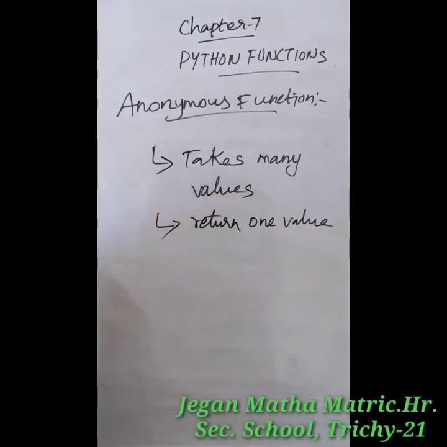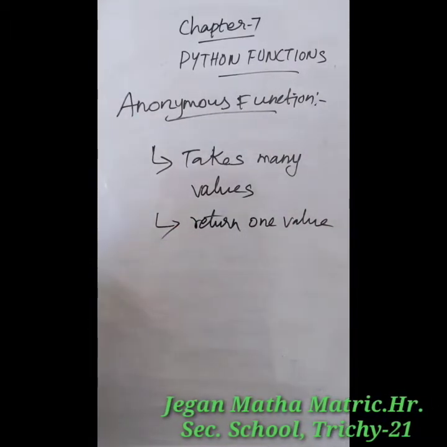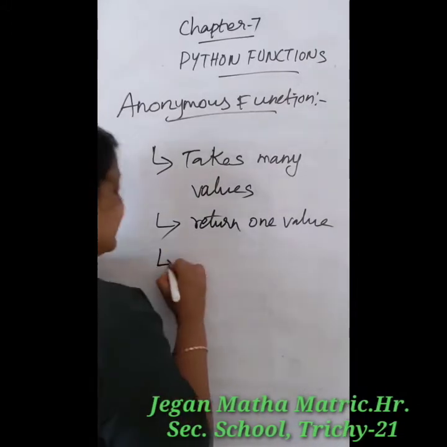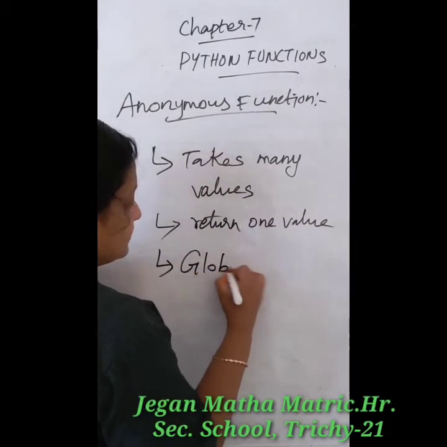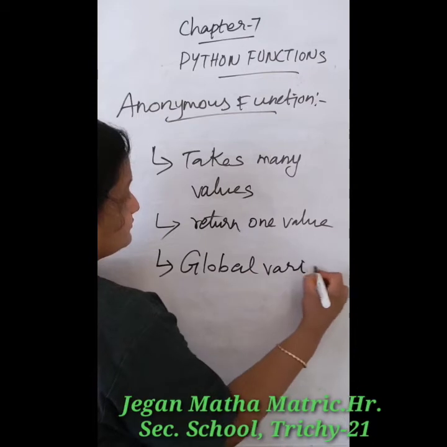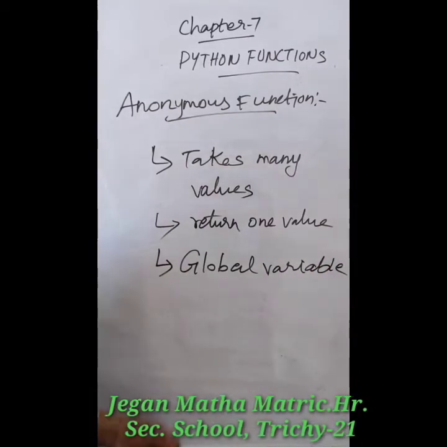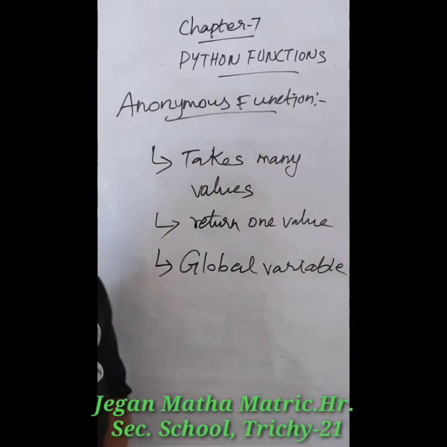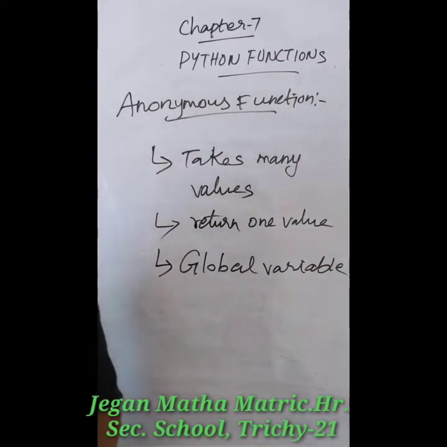Next one is, in a lambda function we can access only the global variable. In a lambda function or anonymous function, we use a variable as a global variable.